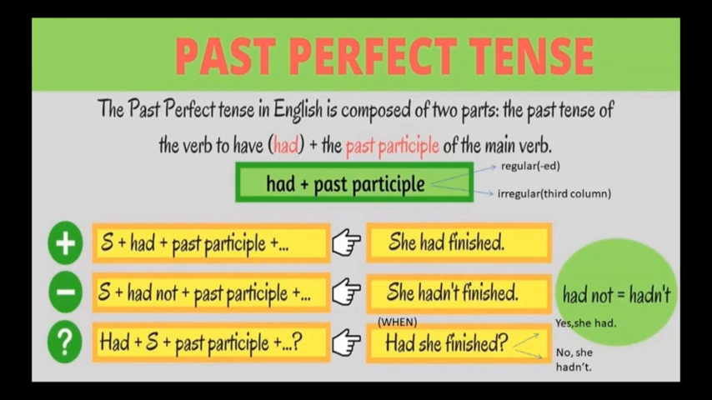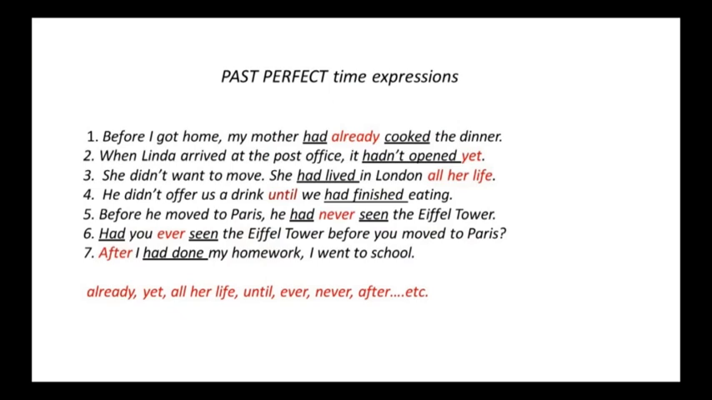When you have the question word, for example, when, then the question word comes first, before everything. When had you finished? What had you finished? Etc. Let's see the words and time expressions that go with the past perfect tense.